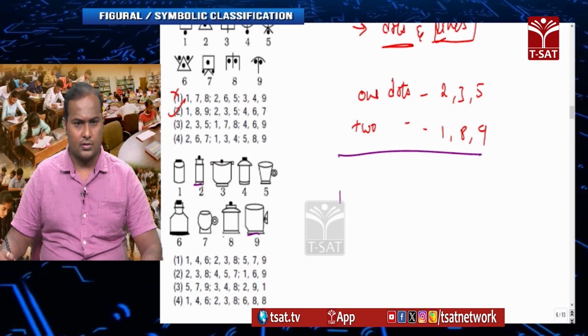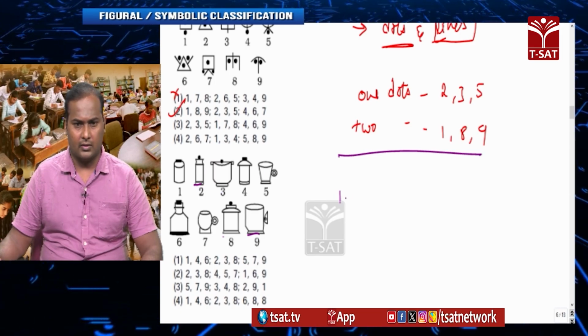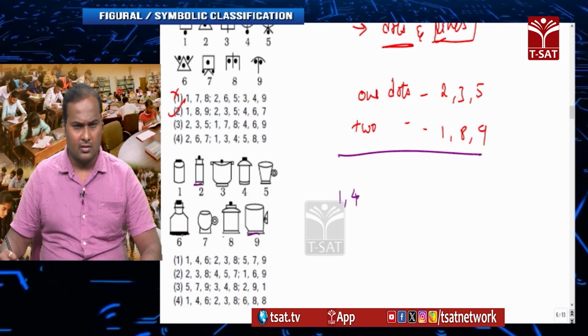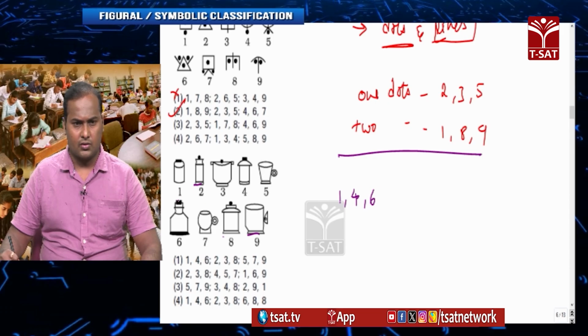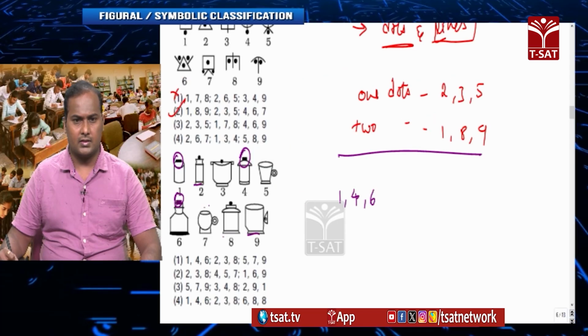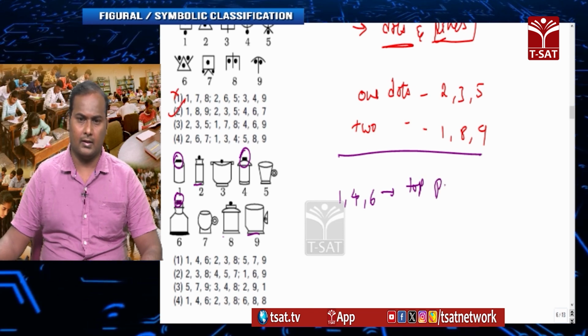And let us check the other figures. 2 is circle, 3 is circle, again the 4th one forms like a square. Then the 6th one also forms a kind of a square on the top itself. So, if you see the top portion, 1, 4 and 6, these 3 form a group because the top portion is like a lid.